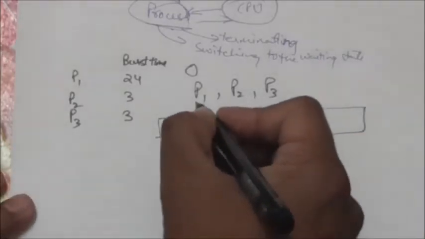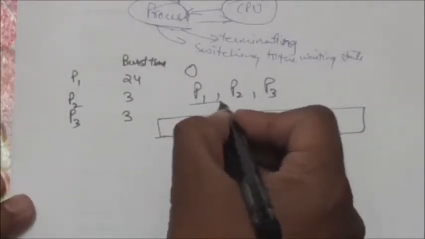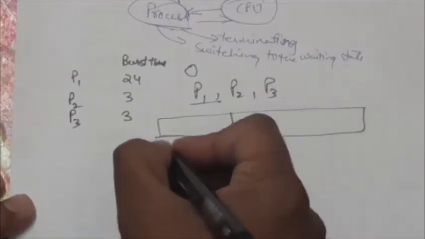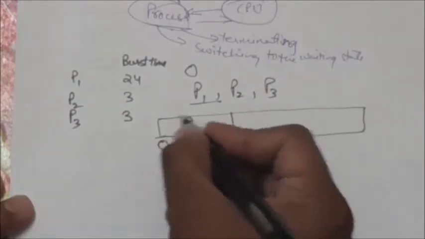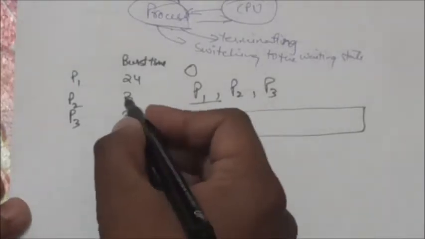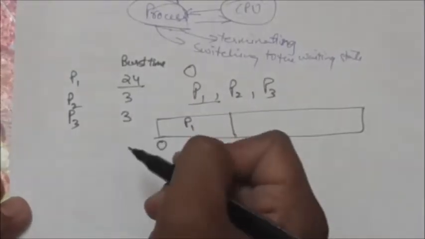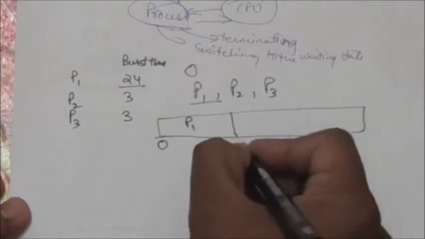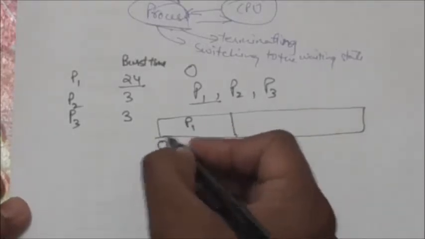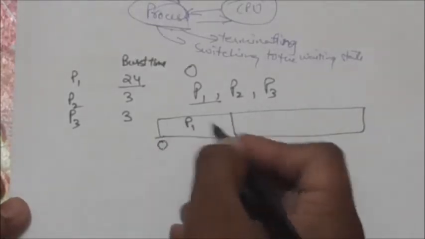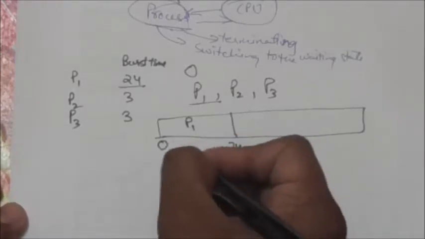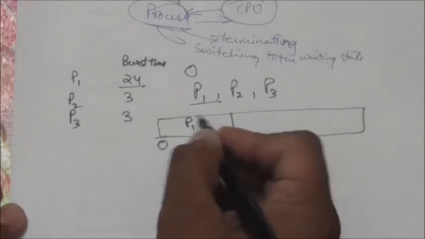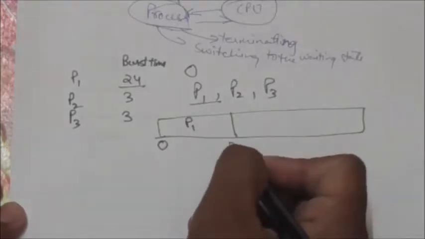So first of all, the CPU will be allocated to the process P1. At time 0, the CPU is allocated to process P1. The burst time of process P1 is 24 milliseconds, so up to 24 milliseconds the CPU is allocated to process P1, and P1 will be executed.